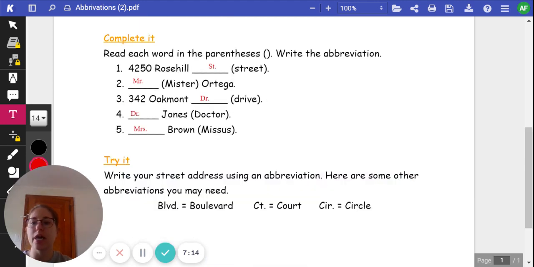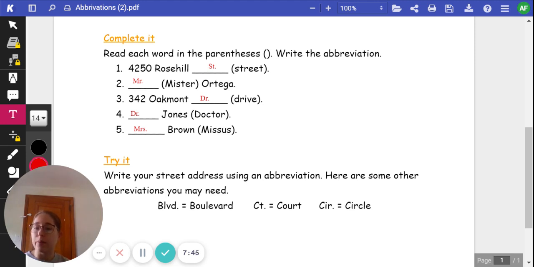All right, let's go ahead and check 2, 3, 4, and 5. For 2, we should have capital MR period for the abbreviation for Mr. Ortega. Number 3, we need to find the abbreviation for drive, which is capital DR for 342 Oakmont Drive. Number 4, for Dr. Jones, it's DR period. And for number 5, Mrs. Brown, capital MRS period.